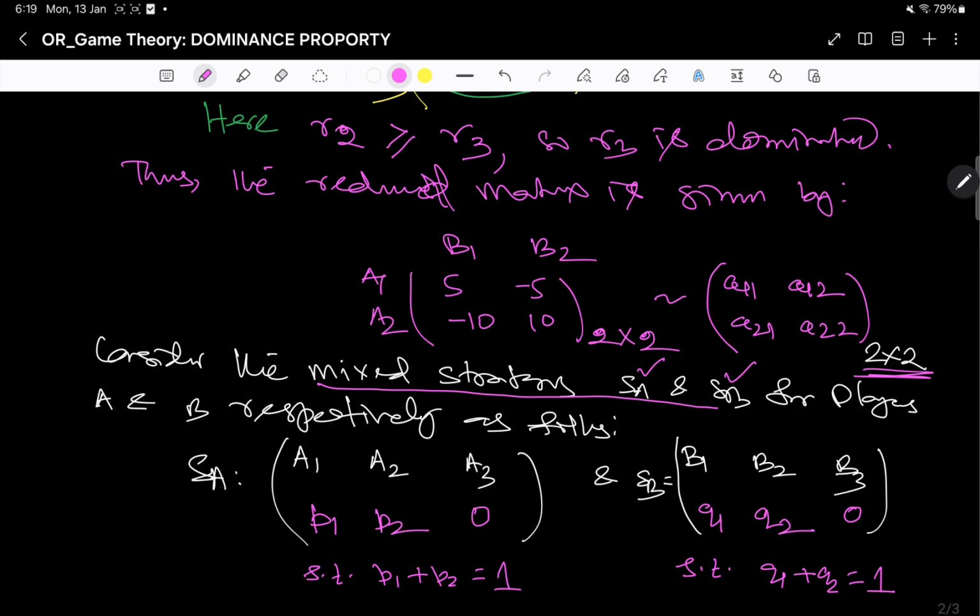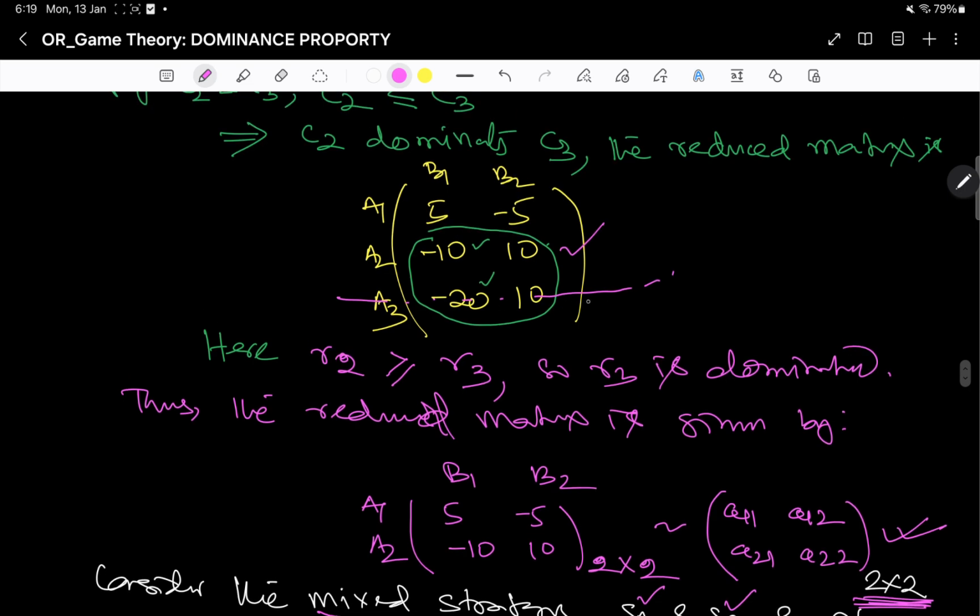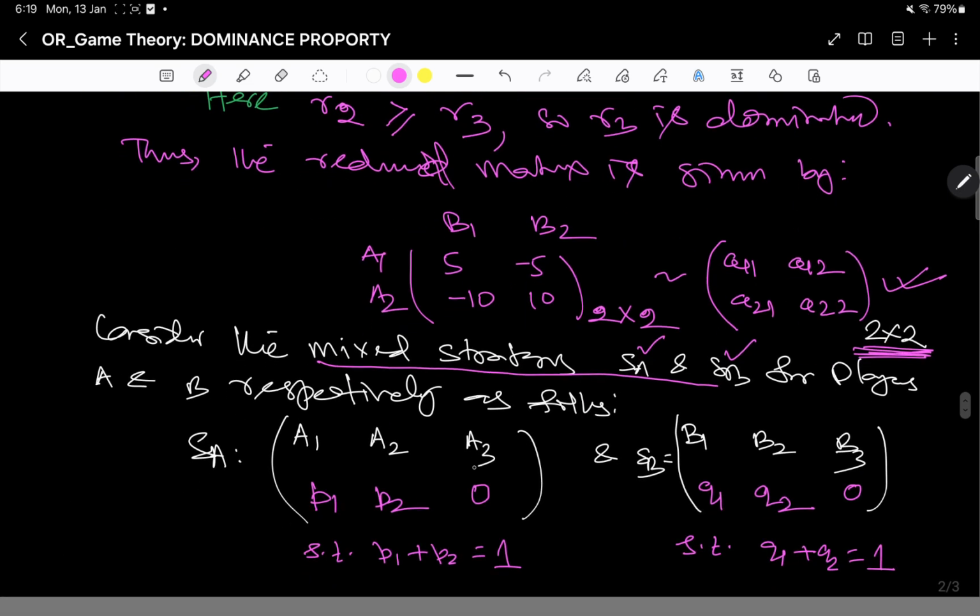Okay, so now we consider the 2 cross 2 matrix. It is being reduced now. Now the mixed strategy SA and SB for players A and B respectively. For SA, we have already here A3 is omitted, so A3 is 0. For A1, it is the probability P1 and for A2 probability P2, such that the sum of the probability is 1.